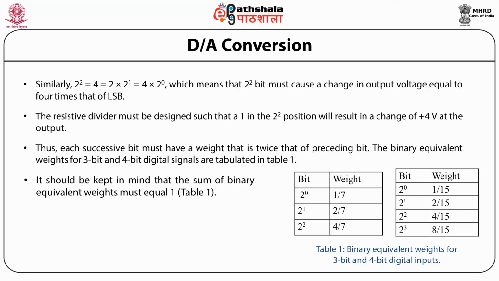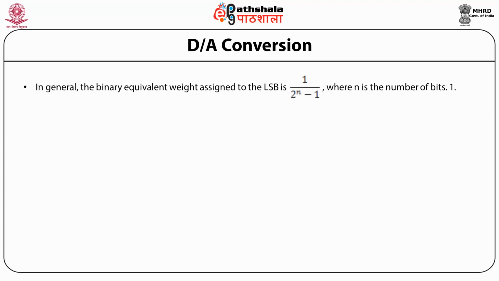Similarly, the binary weight corresponding to the 2 raised to power 0 bit in a 4-bit digital signal is 1 by 15, corresponding to the 2 raised to power 1 bit is 2 by 15, and the 2 raised to power 3 bit is given by 8 by 15. In general, the binary equivalent weight assigned to the LSB is 1 divided by 2 raised to power n minus 1, where n is the number of bits.